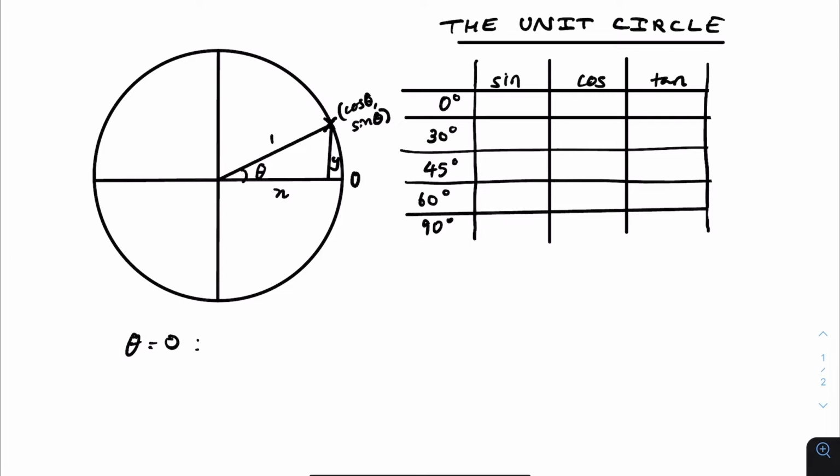Given that we know this, we know that sine is opposite over hypotenuse. So the opposite is 0 and the hypotenuse is 1. But 0 over 1 is just 0. So sine of 0 is 0. For cosine, we know that it's adjacent over hypotenuse. The adjacent is 1 because x is 1, and the hypotenuse is always 1, so it's 1 over 1, which is 1. We'll come to tangent a bit later. Let's just focus on sine and cos.